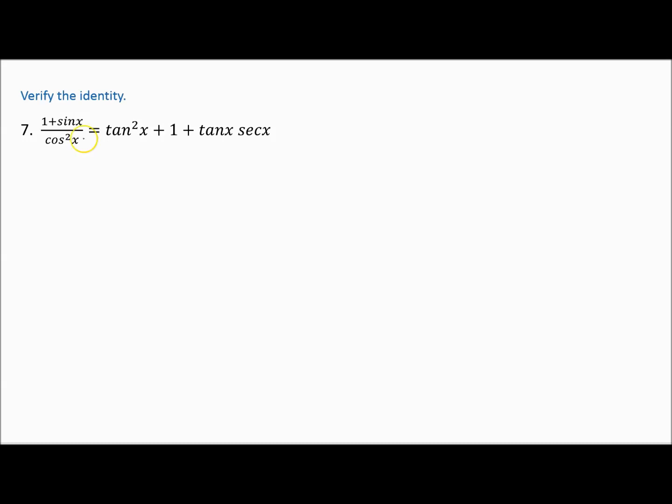But what I was wanting to do is change this cosine squared of x to 1 minus sine squared of x. And then that could even be factored into 1 minus sine of x and 1 plus sine of x, and then 1 plus sine of x cancel. But that is nowhere near where this is taking me. Okay, so I think in this rare case, I'm going to start with the right-hand side and see what that does. It may be just as horrible. Let's see. So tangent squared of x plus 1 plus tangent of x times secant of x.